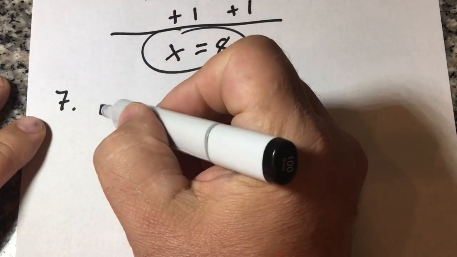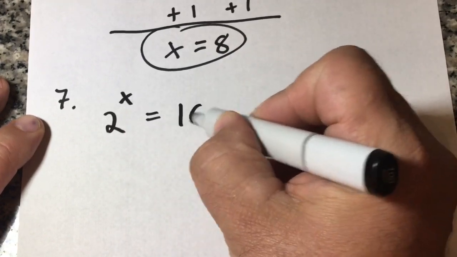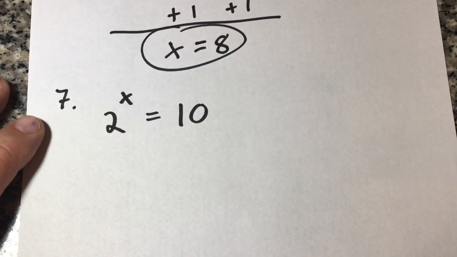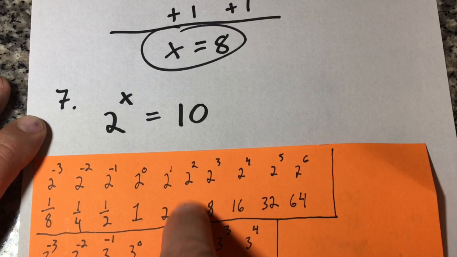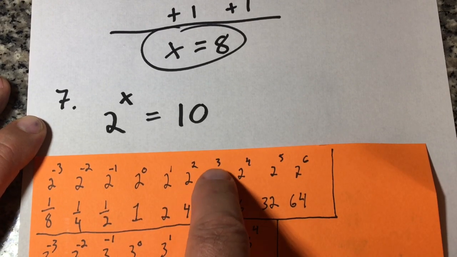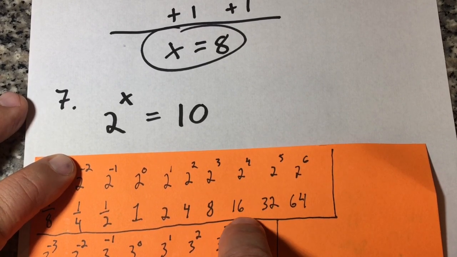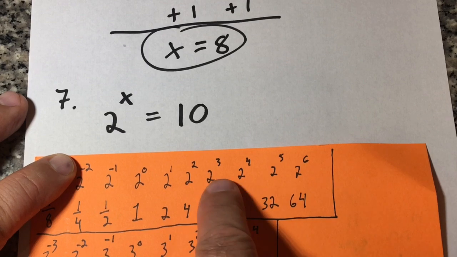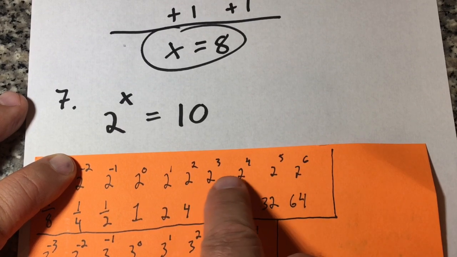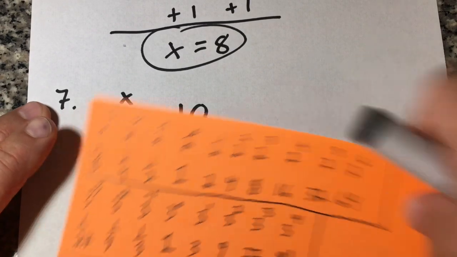Now number 7 is where it gets a little tricky. I have 2 to the x is equal to just 10. I cannot write 10 as a power of 2. 2 to the second equals 4, 2 to the third equals 8, and then 2 to the fourth equals 16. So it's somewhere in here, so there's going to be some decimal like 3.5, 3.3. 2 to the 3.3 might equal 10.